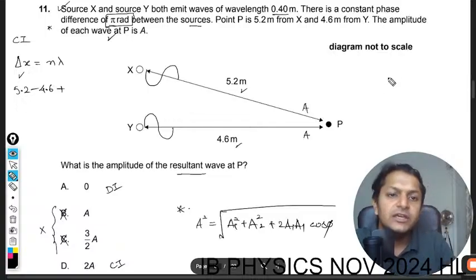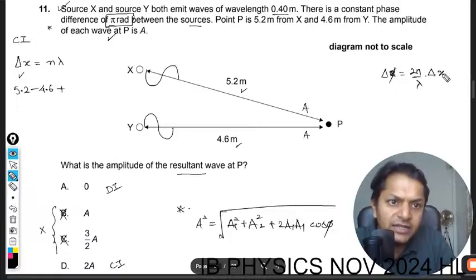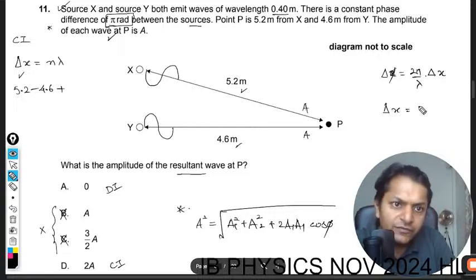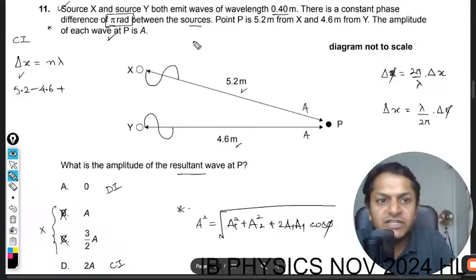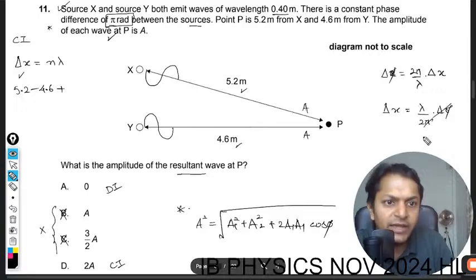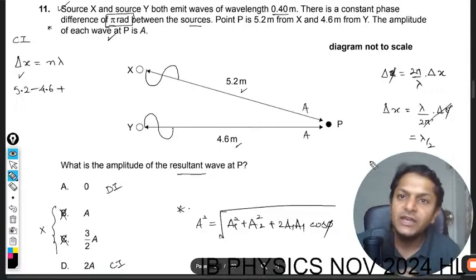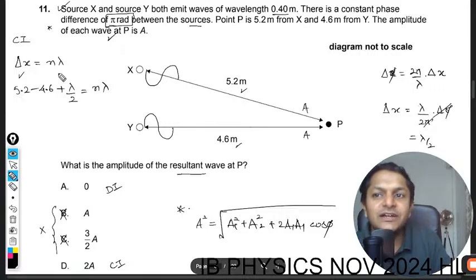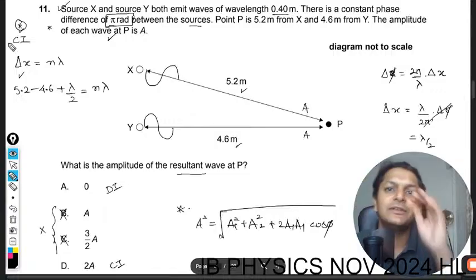Now what will that be? I'm using this formula, delta phi is equal to 2 pi by lambda into delta x. I've given you this formula many times now. So we would be finding delta x because of this. So delta x is lambda divided by 2 pi into delta phi. The phase difference is given as pi. I substitute this value, so this pi and this pi get cancelled out. It is coming out to be lambda by 2. So I have to substitute lambda by 2 here, and then it will be equal to n lambda. So this becomes the condition for the constructive interference to happen.